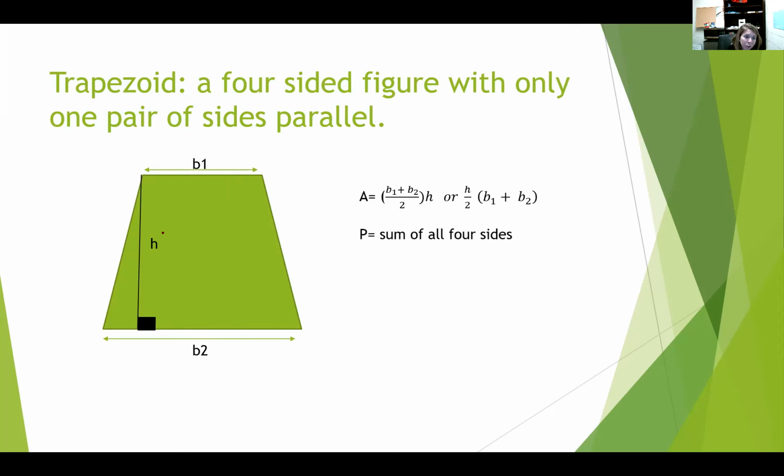Now for the perimeter, you're going to need to know this side and this side, okay, and they're always going to be the same as well. Well, not always. They won't always be the same. Sometimes they're the same, but not always. And then you would add all those up. So that would be base 1 plus base 2 plus side length S plus side length S, okay? That would be the perimeter.